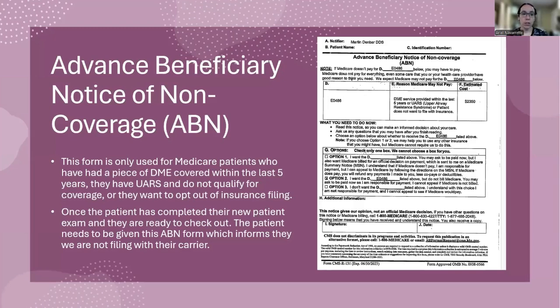Your advanced beneficiary notice of non-coverage, which is your ABN form. This form is only used for Medicare patients who have had a piece of DME covered within the last 5 years, or they may have upper airway resistance syndrome and do not qualify for coverage. Or maybe your patient just wants to opt out of insurance filing and save their DME claim for something else. I have had that happen before. So you would just have the patient sign, letting them know we are not filing that with insurance, and the reason why.